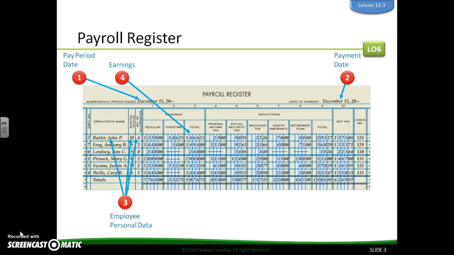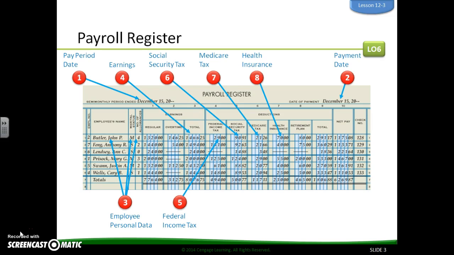Then you can see their earnings, and their earnings are divided up between their regular pay and their overtime pay, so that we can see how much the company is spending in regular pay and overtime pay. Then federal income tax that's been withheld, Social Security tax, Medicare tax, any money withheld for health insurance deductions, any money withheld for retirement, and finally the total deductions from the paycheck. Last column then looks at the net pay that the employee is receiving.